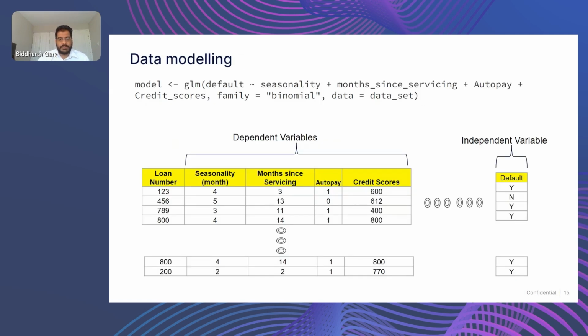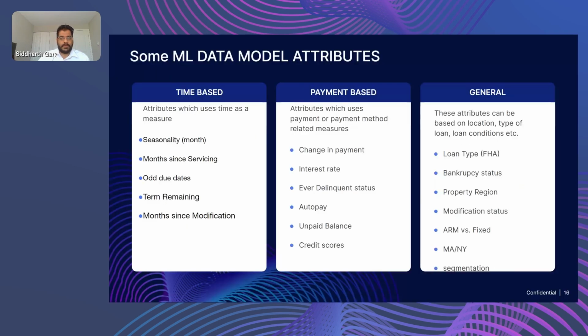Basically, we are using logistic regression to find out the risk of default from the various variables we have in hand. We have seasonality, months in servicing, auto pay, and these other attributes. This is logistic regression, but you can use decision trees, random forest, and other algorithms for the implementation.